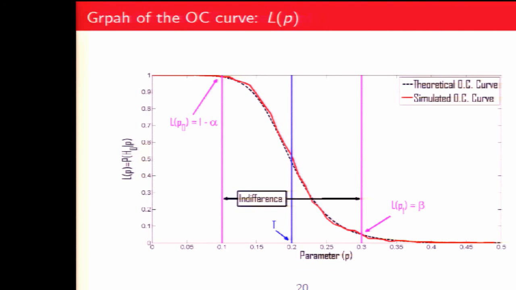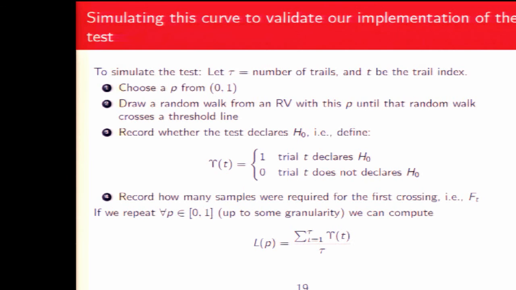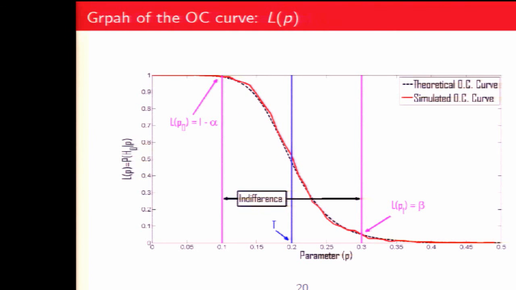So the dashed line is that function of P that you had on the previous graph? Yes, the dashed line is the previous slide. The red line is the simulated version of it: pick a sample, draw a random walk from it, run it through the threshold lines, see what it declares, do that over 1,000 trials, and then compute the sample mean of the probability of declaring H0 over those 1,000 trials. It seems to follow exactly. Right. This is how I validated my detector, by checking whether I could actually recreate this curve in practice.